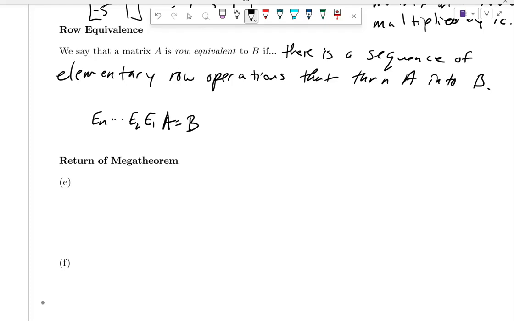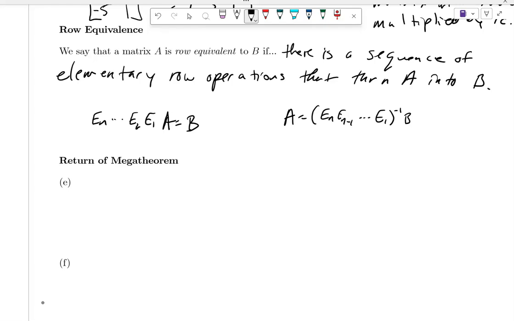I love the reverse order. So E1 would represent the first row operation you do, E2 would represent the second row operation you do, and so on down the line. So notice that from what we talked about last time, if A is row equivalent to B, we can also flip that around and say B is row equivalent to A. I can multiply both sides by the inverse of that product and get A would be the inverse of that product. And then from what we talked about before, how do you write the inverse of a product?